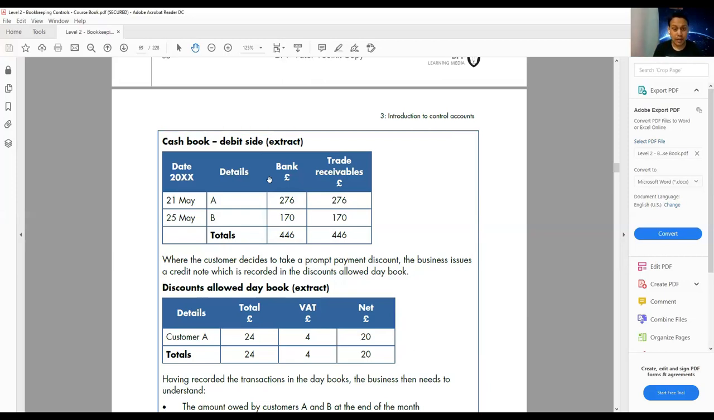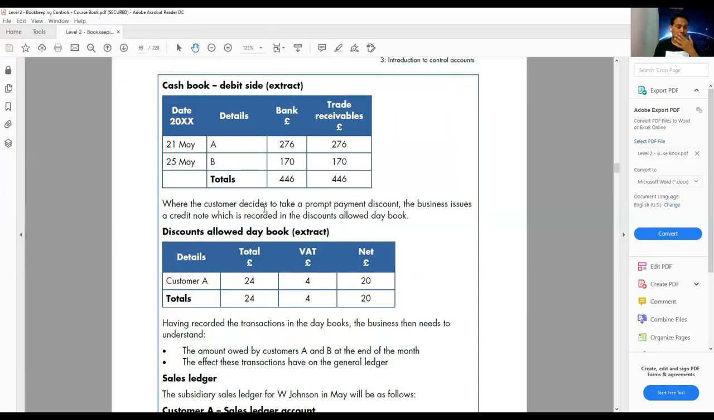Cash book, debit side, all about how much money we have received. Cash book, we have two sides, debit and credit. Debit side, all about money into the business. Credit side, all about money out from the business. We already did it. So let's have a look how much we received from customer A. From customer A, we have received £276. That is my trade receivables. Trade receivables means credit customer. Then customer B, we have received 170, and that is also trade receivables. Total, we have received 446 from my trade receivables or credit customers.